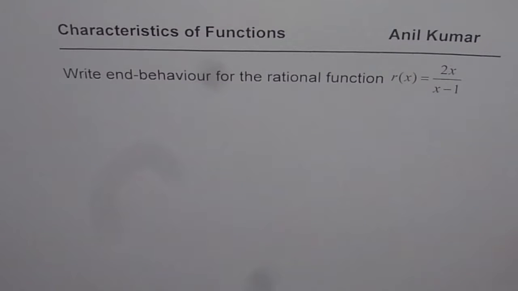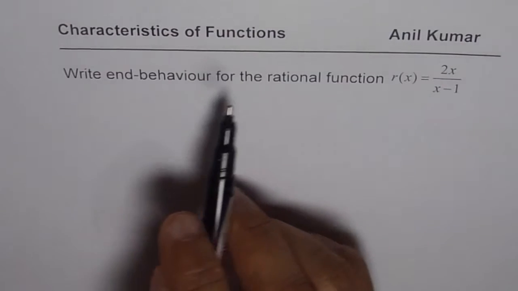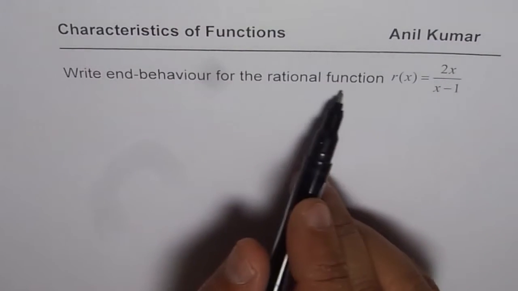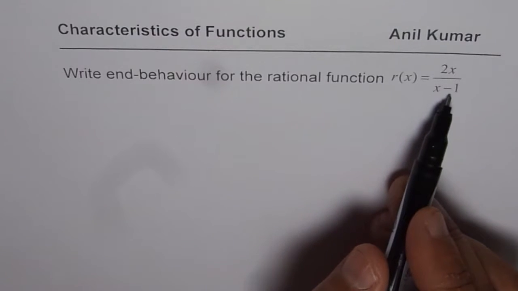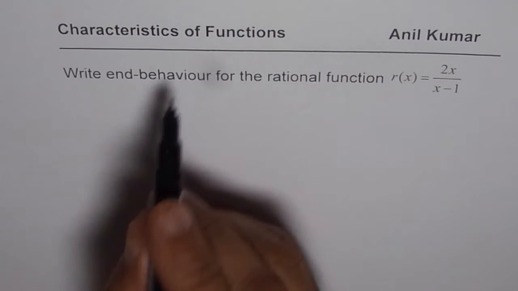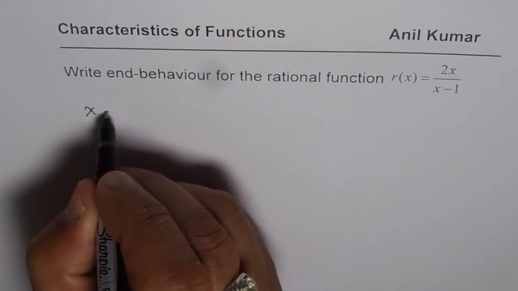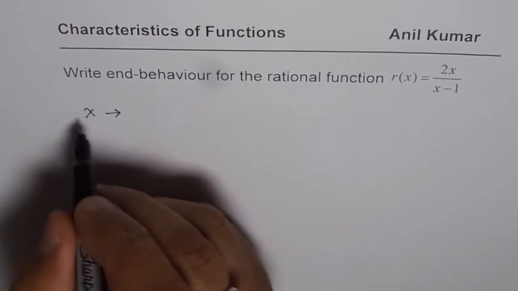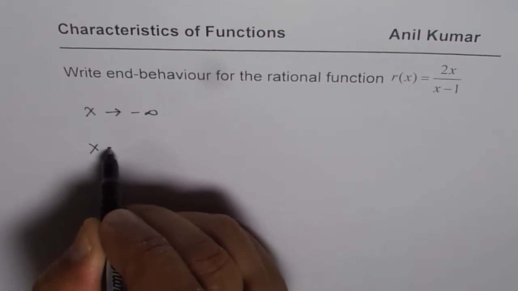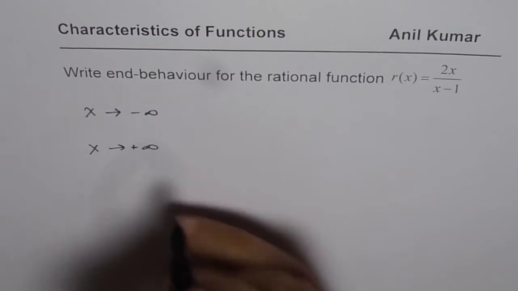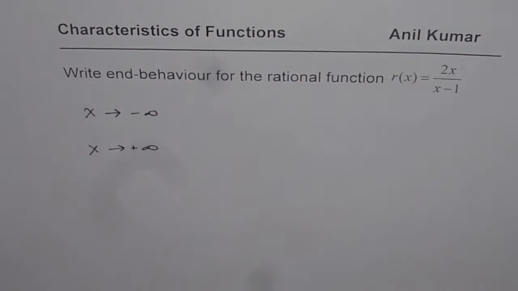I'm Anil Kumar, and in this video we will learn a quick way of finding end behavior of a function. So we have taken up a rational function. We need to write the end behavior of the rational function r of x equals 2x divided by x minus 1. When we say end behavior, we are trying to figure out what happens to the value of the function when x is approaching negative infinity and what happens when x is approaching positive infinity, right? That is what we're trying to figure out.